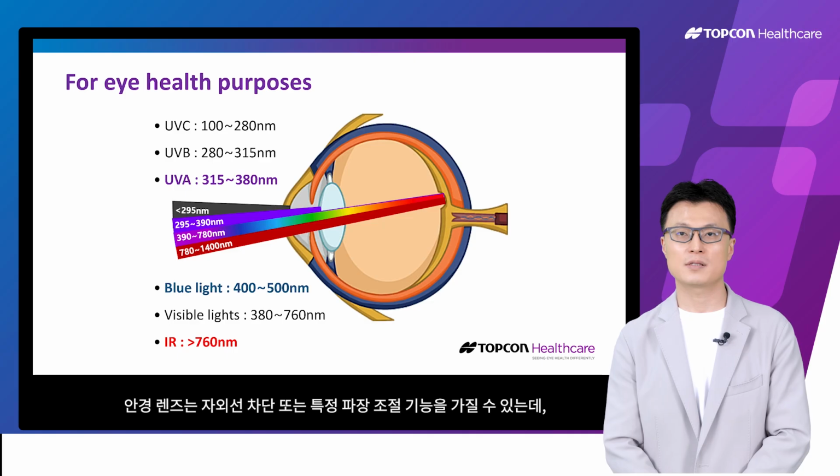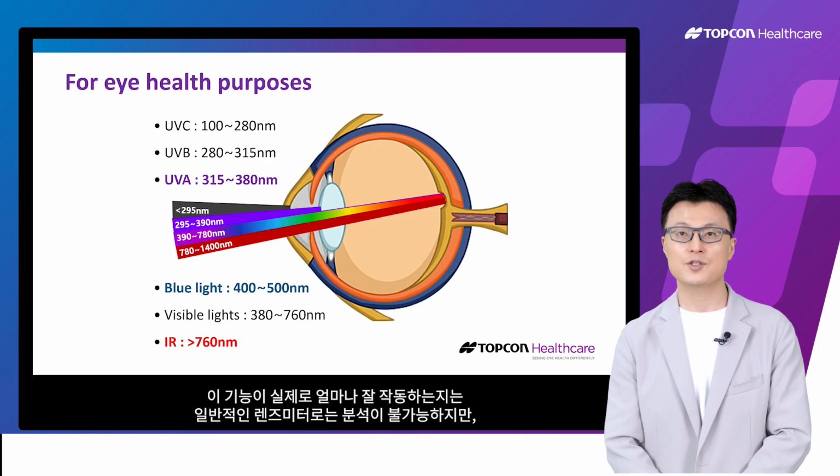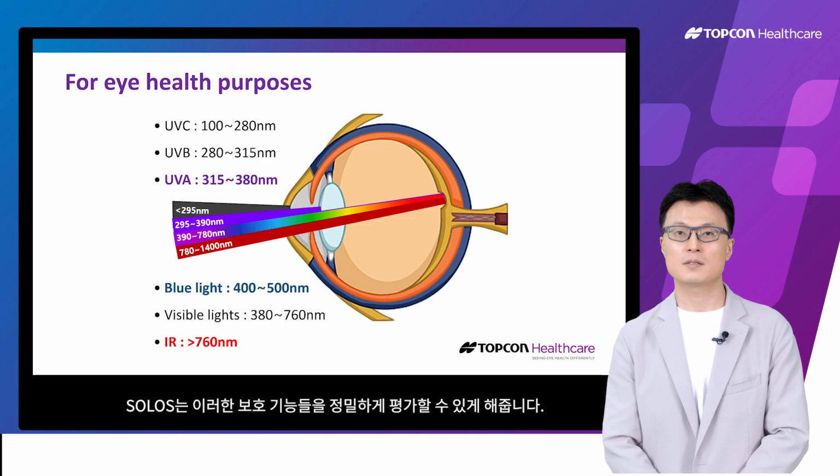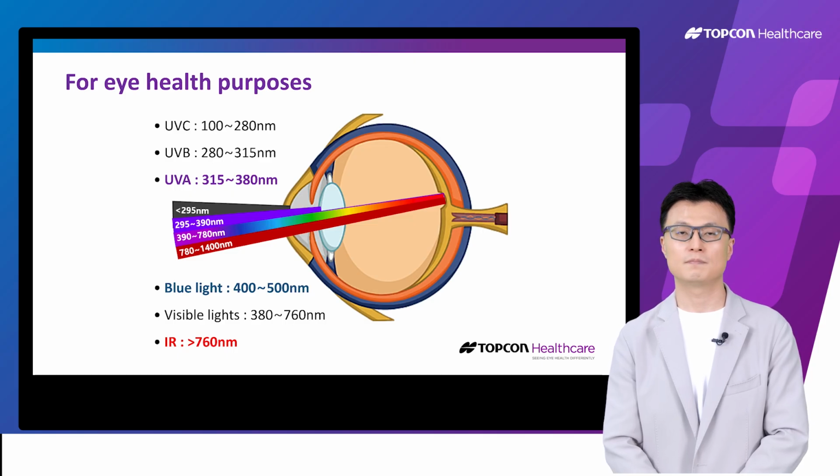While some lenses are designed to block ultraviolet rays or adjust a certain wavelength, a conventional lens meter can't really analyze how well these features work. That's where a spectrometer like SOLOS comes in. SOLOS lets us assess these protective functions in detail.